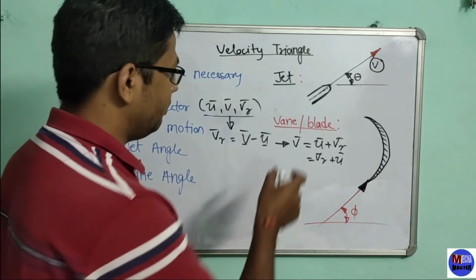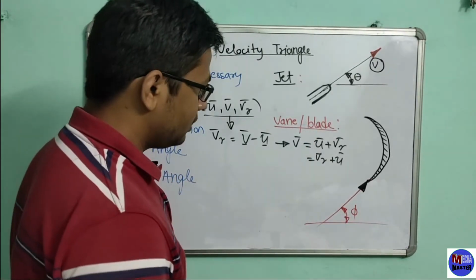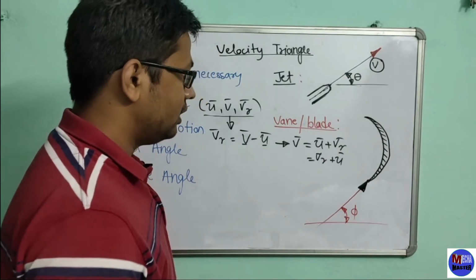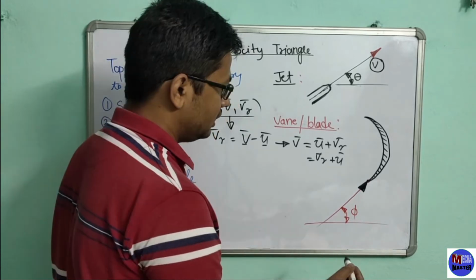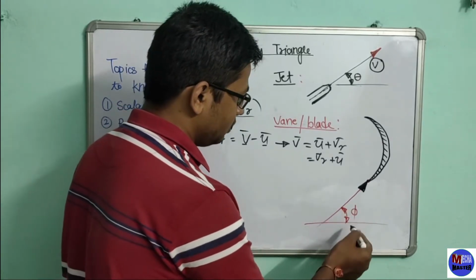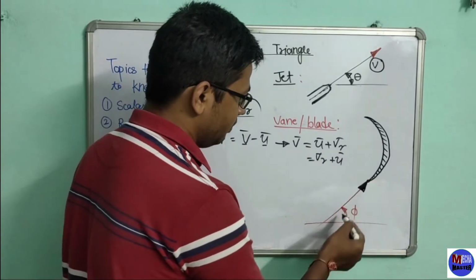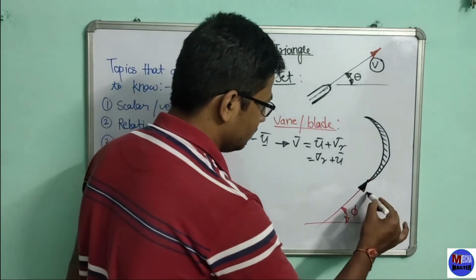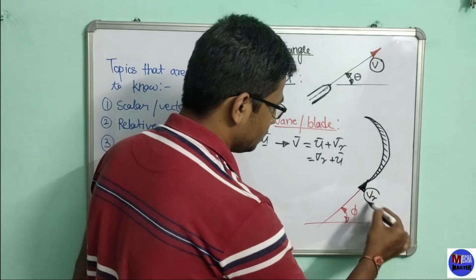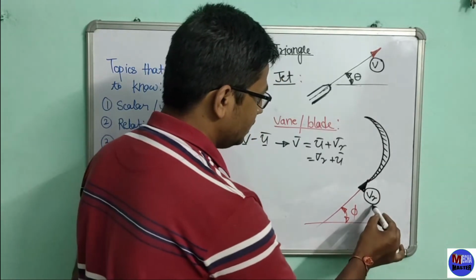The second one is the blade angle. Suppose there is a blade, and if we draw the tangent from the blade, the angle made by this tangent with the horizontal is called the blade angle, and this velocity will be the relative velocity. So this is very important.